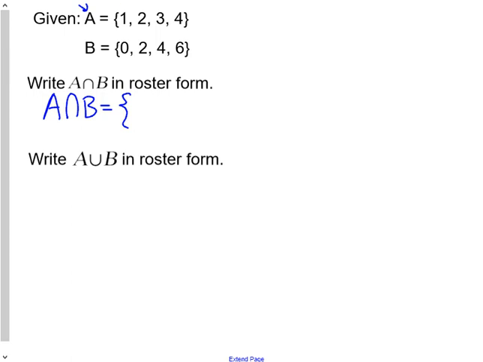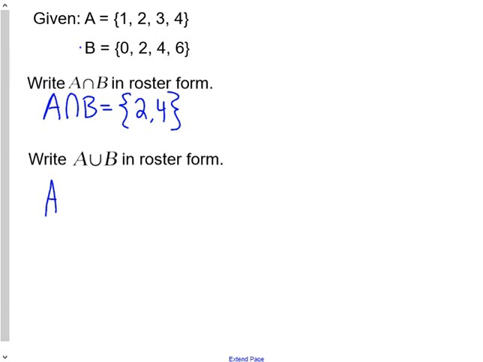So I'm going to say, okay, 1, is there a 1 in B? I'm looking, no ones. Is there a 2? Oh, we do have a 2 here. So 2, since it's in both, goes down below. 3, nope, not in here, and 4 is in both. So then A intersect B is the set 2, 4, because both 2 and 4 are in both A and B.